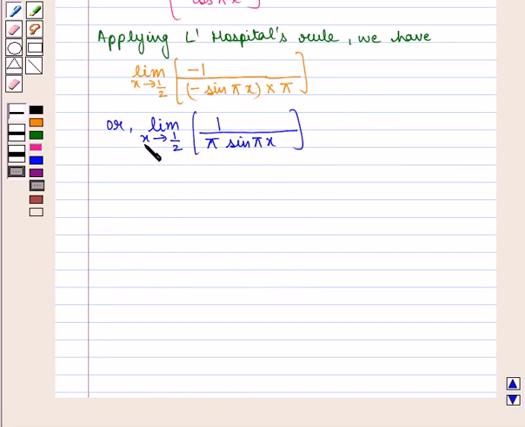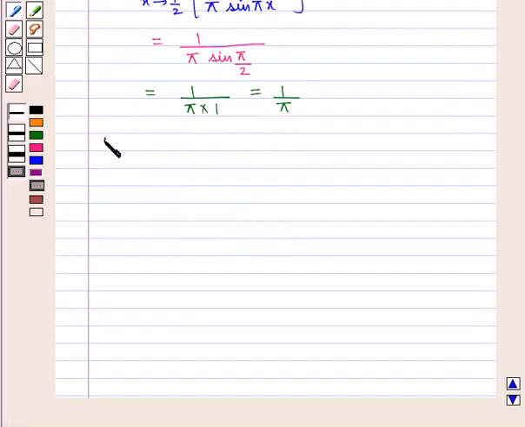Now putting the value of x as 1 by 2 in the expression, we get 1 upon pi into sine of pi by 2, which is equal to 1 upon pi into sine of pi by 2 is 1, that is 1 upon pi. Therefore, the value of the expression limit (1 by 2 minus x) into sec of pi x as x tends to 1 by 2 is equal to 1 upon pi, which is the required answer.